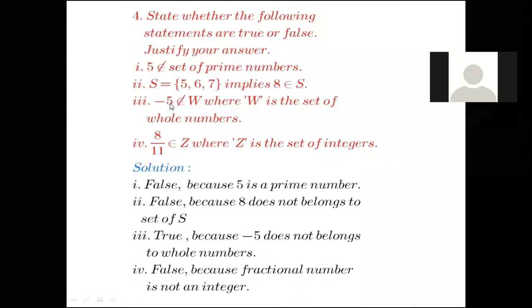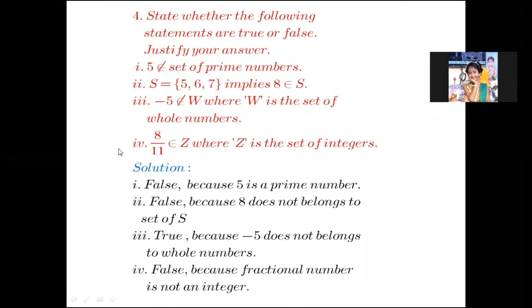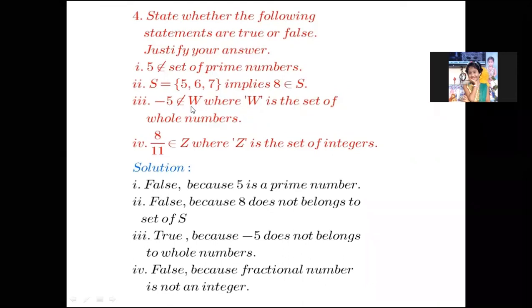Next, ma'am, minus 5. Don't get confused over here. Minus 5 does not belong to W. As we know, whole numbers are represented with W, where W is the set of whole numbers. Minus 5 does not belong to W. Is it true or false?